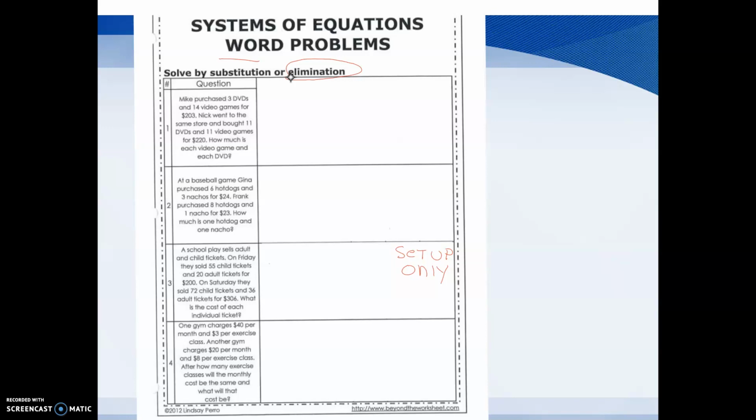It says Mike purchased 3 DVDs and 14 video games for $203, and Nick, he went to the same store. He bought 11 DVDs and 11 video games that cost him $220. So we're going to try to find out how much are the video games and the DVDs.